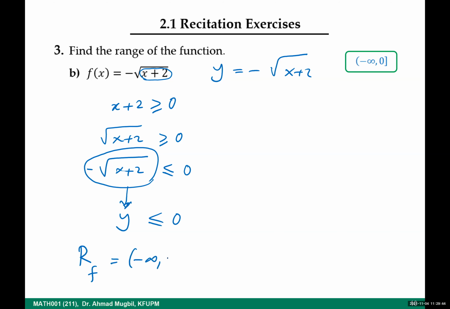So what is the range? From negative infinity to what? To 2 closed? You said that. To 0, why 2? Or negative 2. So from negative infinity to 0.